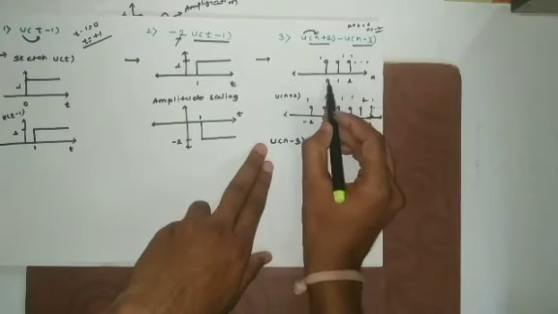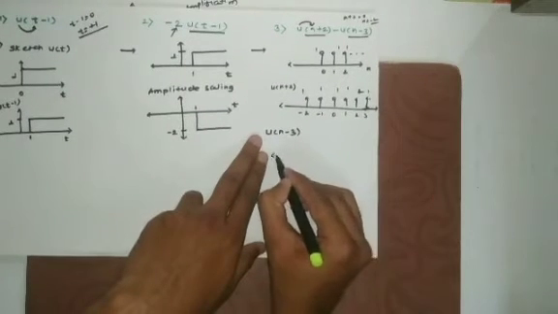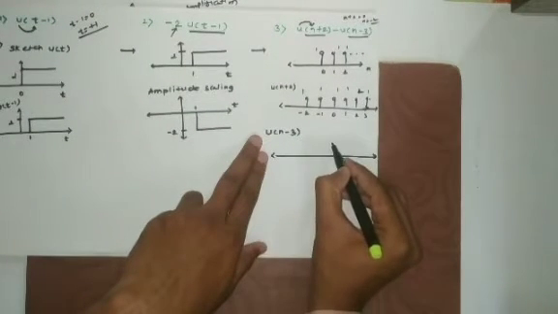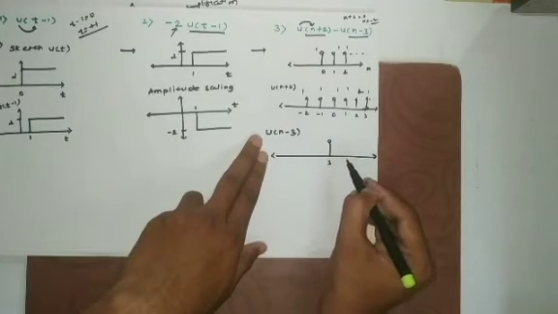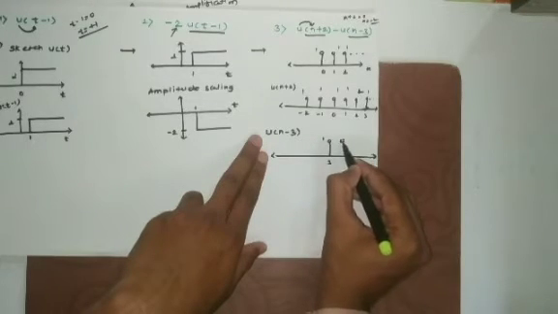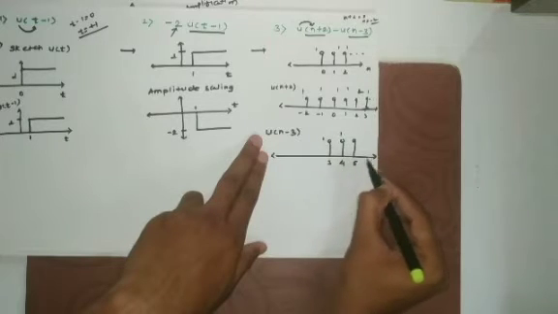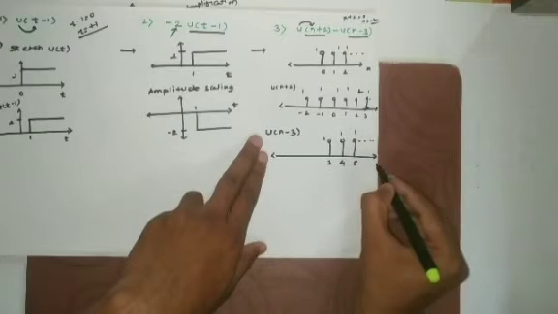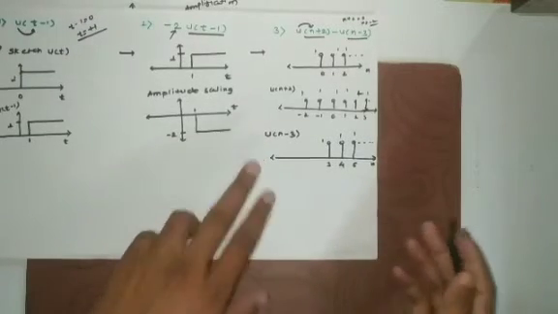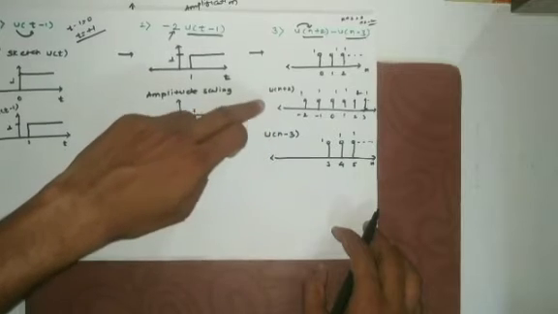Simply add 3 to the input signal. Starting from 0, 0 plus 3, definitely our signal will start from 3 now. Amplitude remains 1. After 3 comes 4, amplitude remains 1. Then comes 5, amplitude 1, and it will remain 1 till its positive limit as infinity. Now we have to take the difference of these two signals.